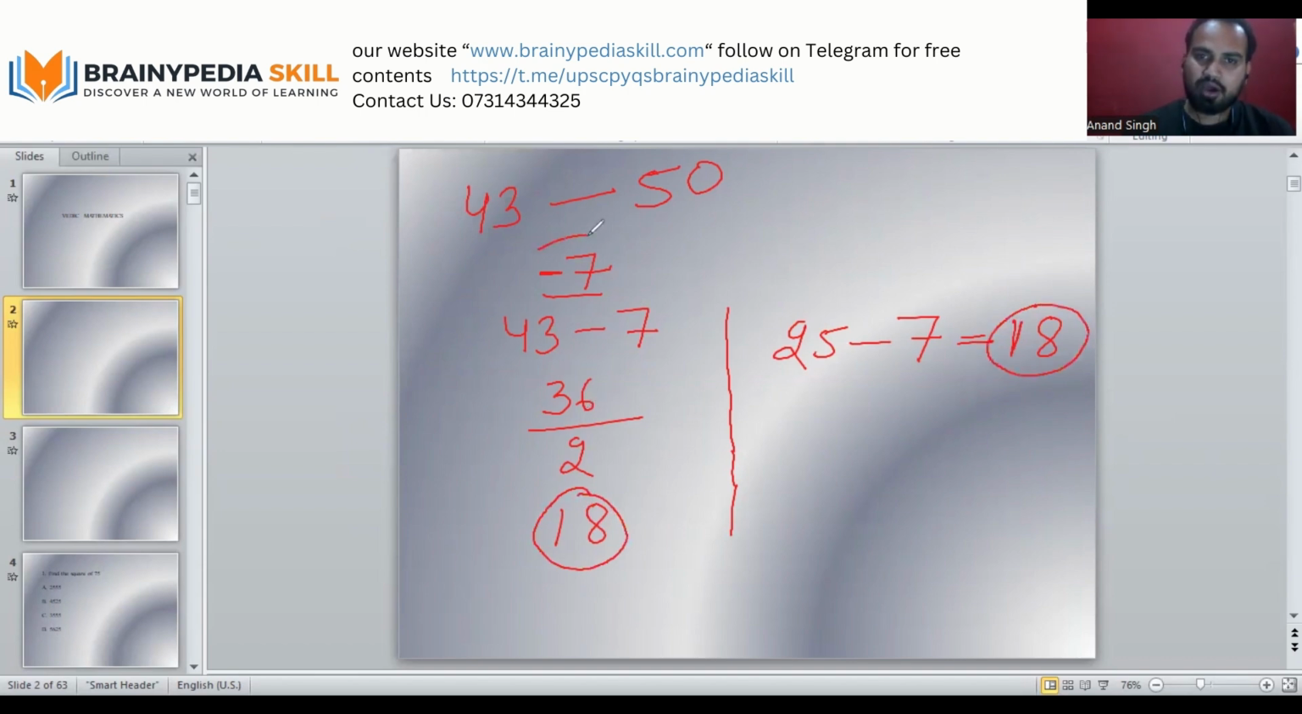And do the square of minus 7. So minus 7 multiplied by minus 7 is going to be plus 49 in both the cases. So the answer is going to be 1849. So this is the square of 43.